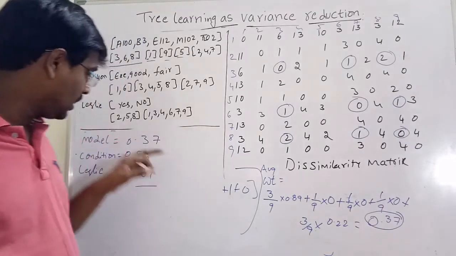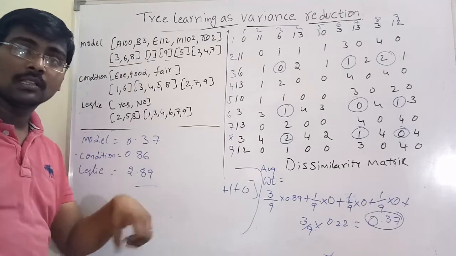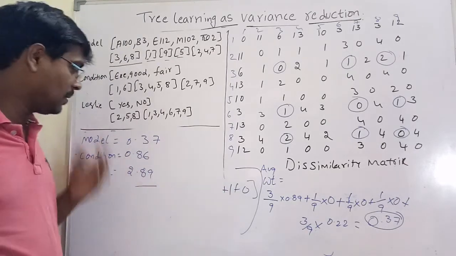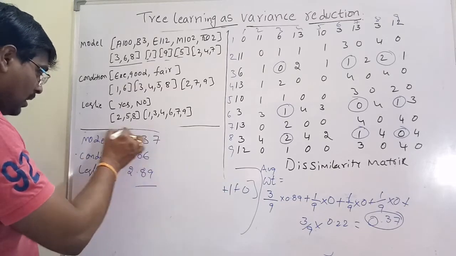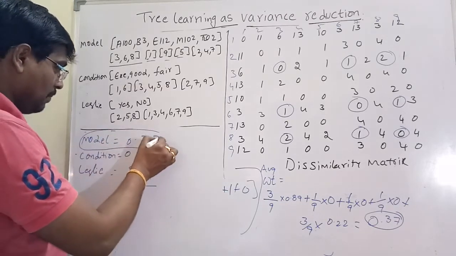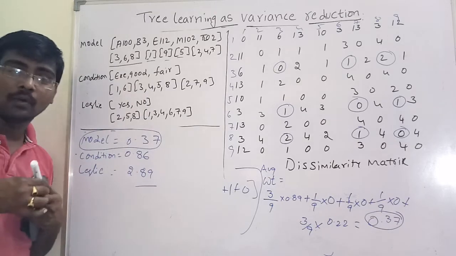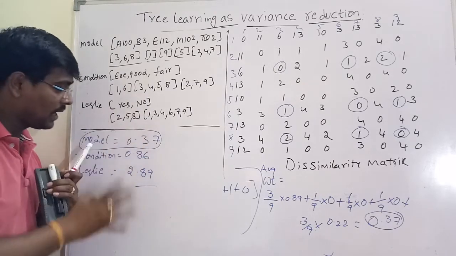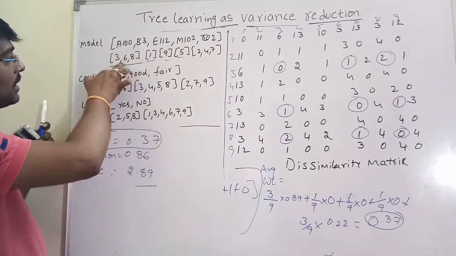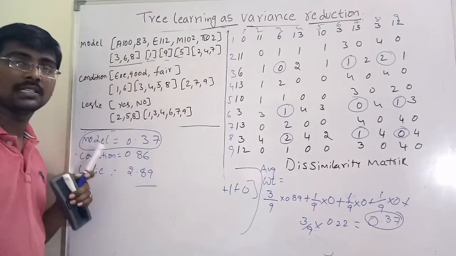The less value means the more similar. So at the top level, we are dividing based on model. Okay. So after that the model has 3 branches and again we apply the same procedure.